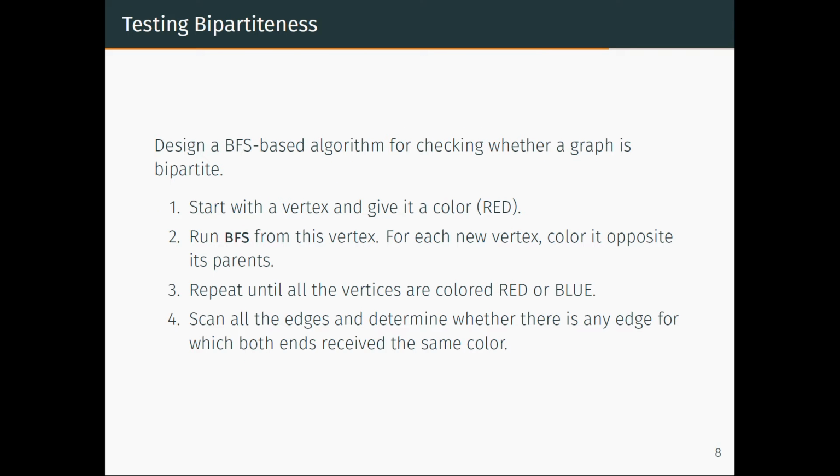Now, I'm designing a BFS-based algorithm for checking whether a graph is bipartite. First, start with a vertex and give it a color, red. Next, run BFS from this vertex. For each new vertex, color it opposite to its parent. Next, repeat until all the vertices are colored red or blue. Scan all the edges and determine whether there is any edge for which both ends receive the same color.